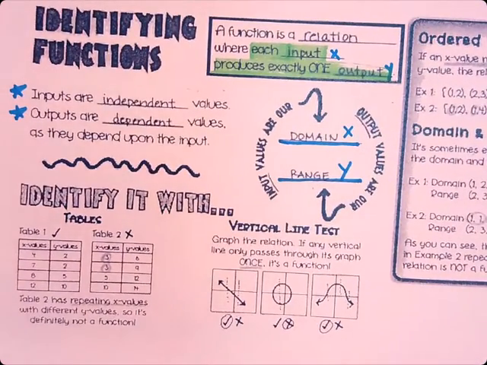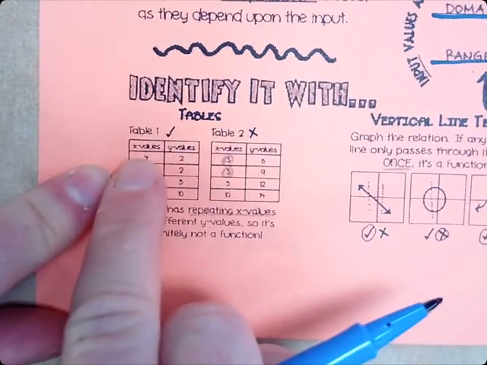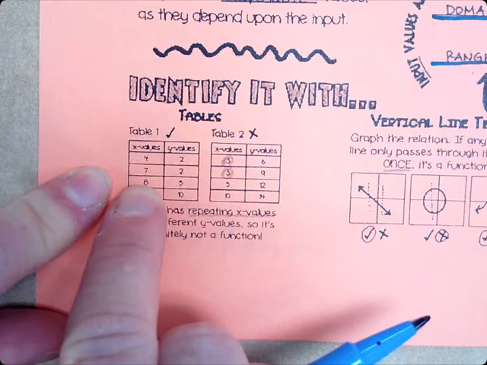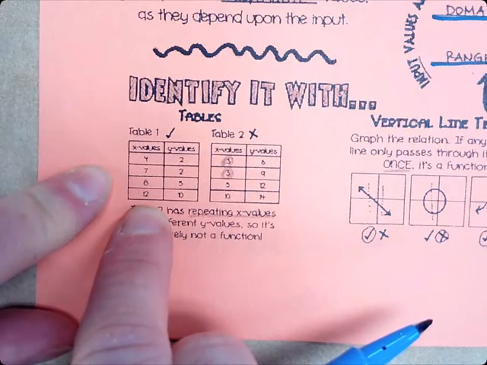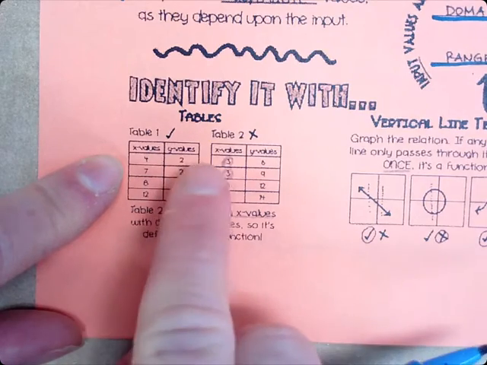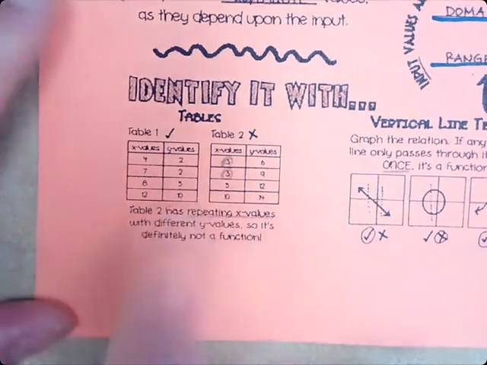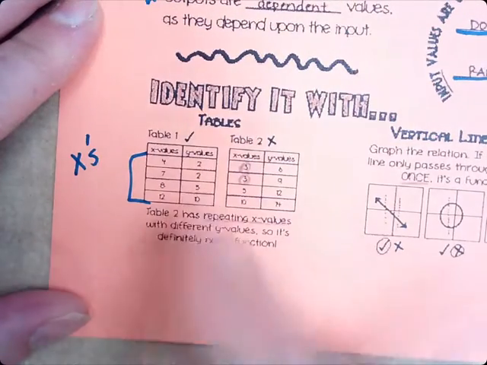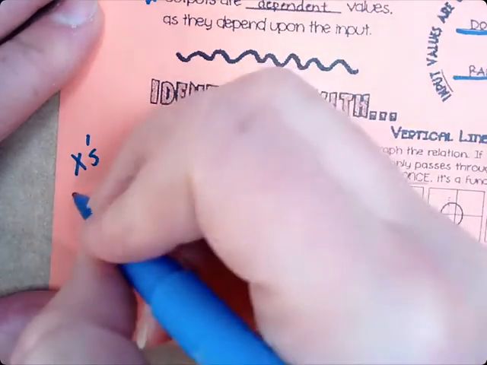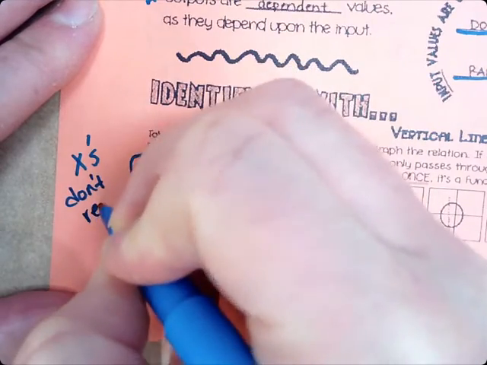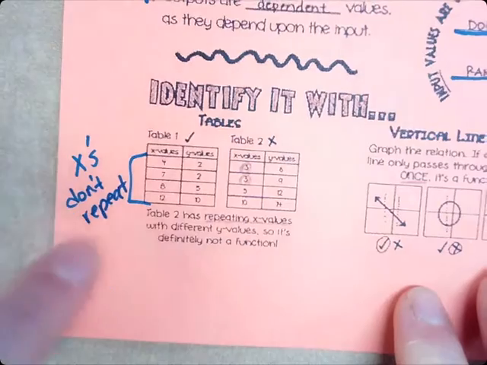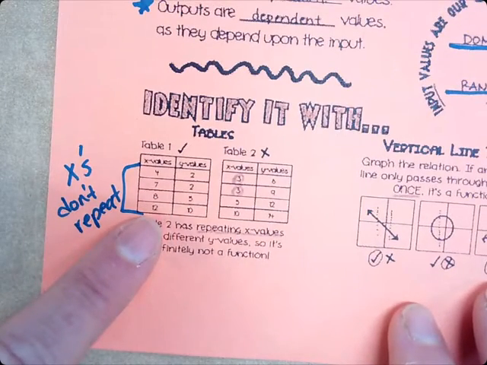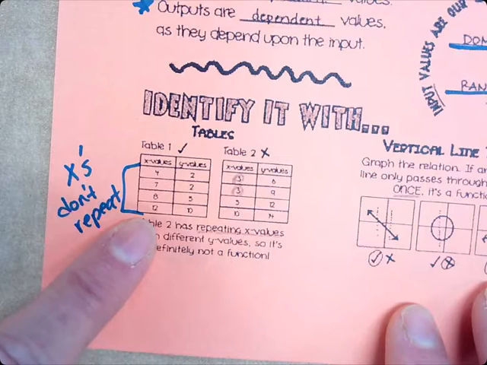We are going to identify functions with tables. If we look at these examples, table 1, look at our x values: 4, 7, 8, 12. And then the y values are 2, 2, 4, and 10. The x values don't repeat. So x's don't repeat here. So that means that table 1 is a function.